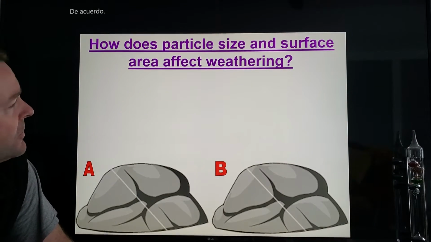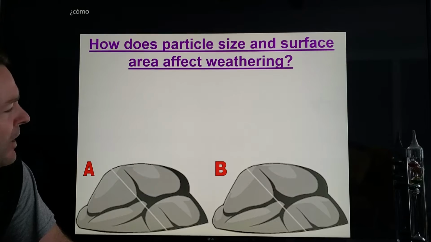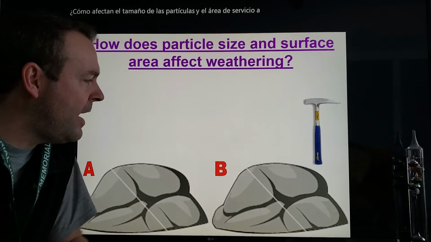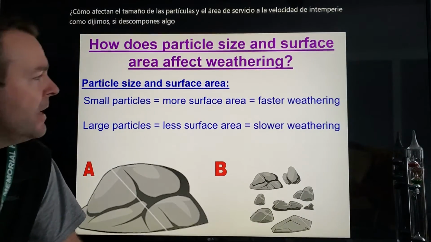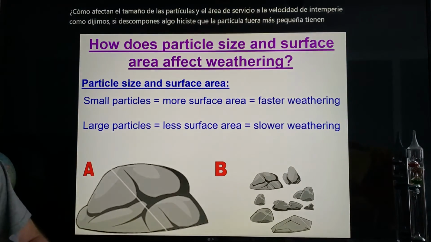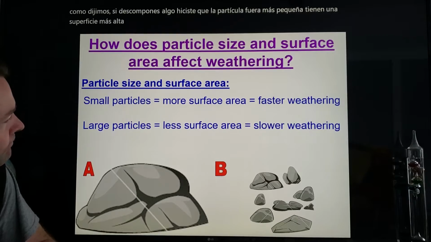All right, how does the particle size and surface area affect the rate of weathering? Well, like we said, if you break something down, you make the particles smaller, they have a higher surface area, it's going to weather much faster. So make sure you get that into your notes.